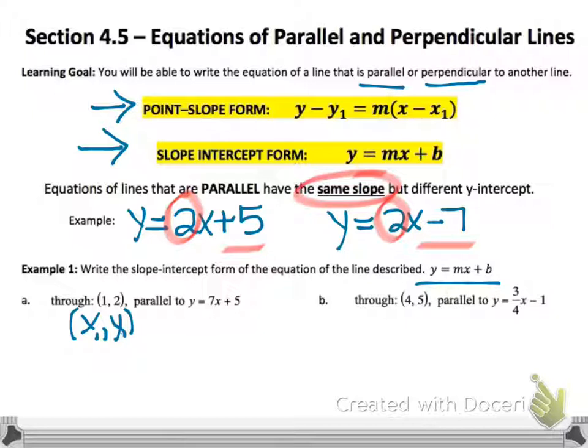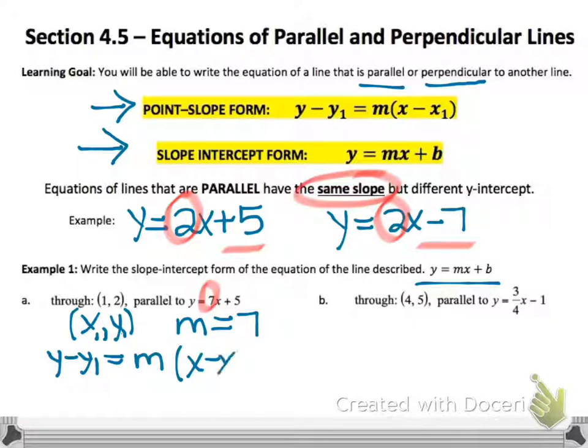So it crosses through that point, and it's parallel to y equals 7x plus 5. And what that means is the slope of this line I'm trying to write is 7. I'm sorry, not 5, it's 7. So we have everything we need now to use that point-slope form, right? So that's y minus y1 equals m times x minus x1.